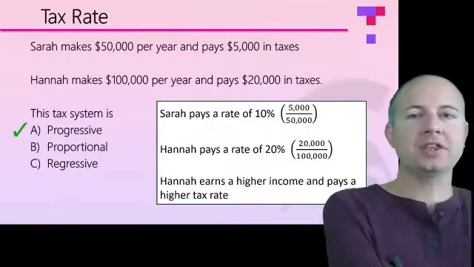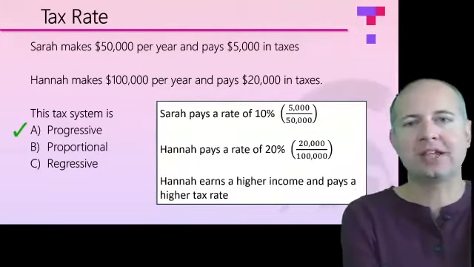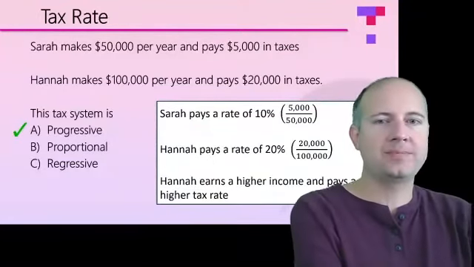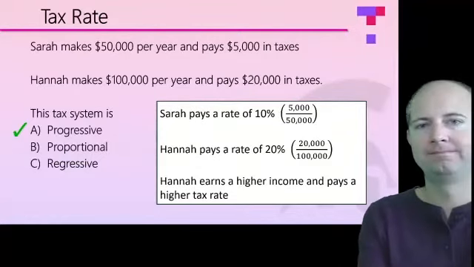So here's the math. 5,000 divided by 50,000 means Sarah pays a 10% rate. 20,000 over 100,000 means Hannah pays a 20% rate. Hannah has the higher income and the higher tax rate.